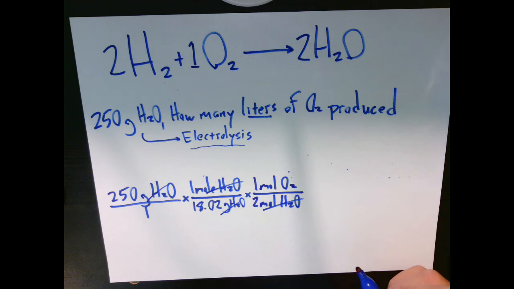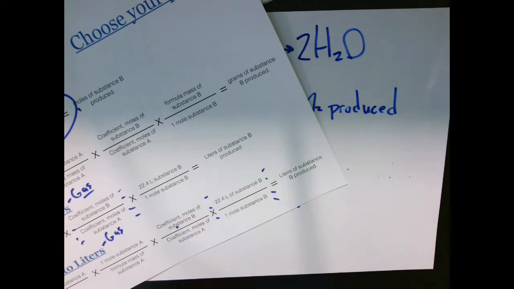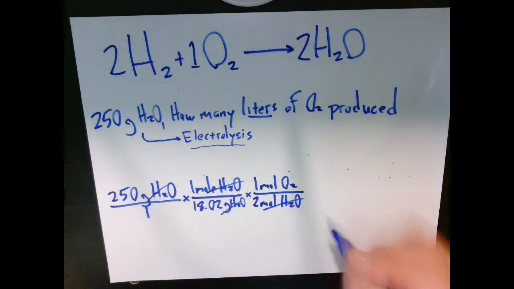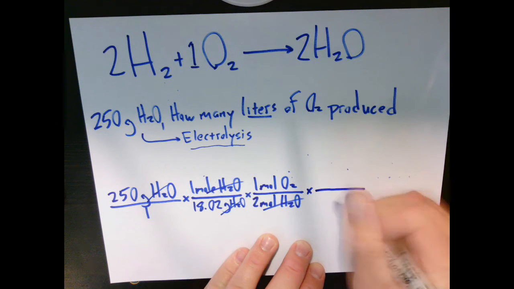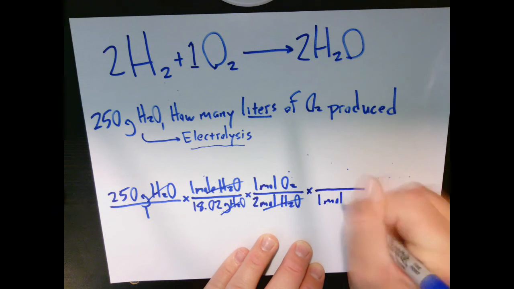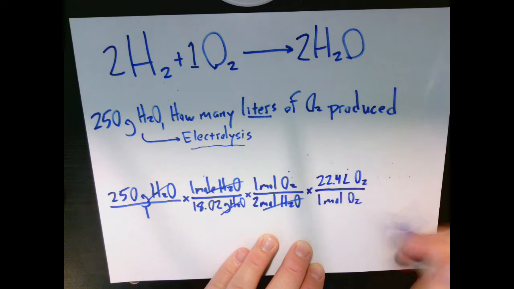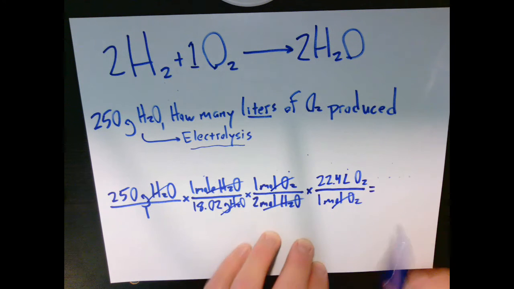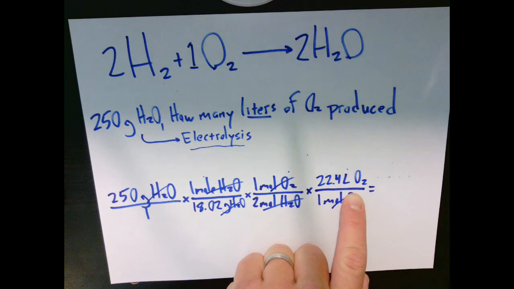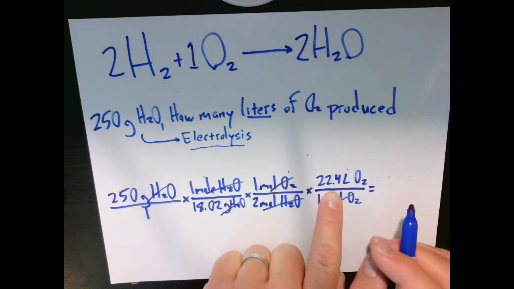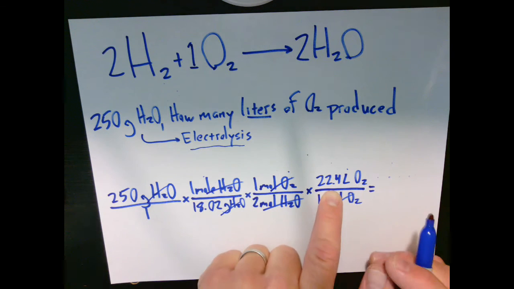Now, because oxygen is a gas in our pathway, we're going to use this final conversion factor. 1 mole of oxygen on the bottom, 22.4 liters of oxygen in the numerator on top. And there it is. Moles of oxygen cancel out, and we're left with liters of oxygen. Again, for any gas, 1 mole of that gas in normal conditions is 22.4 liters.